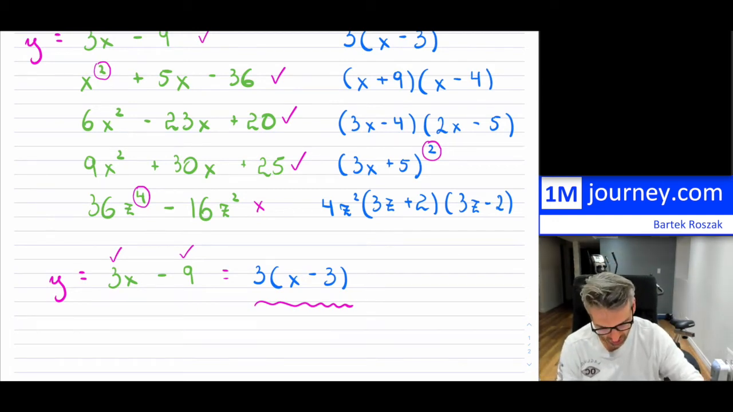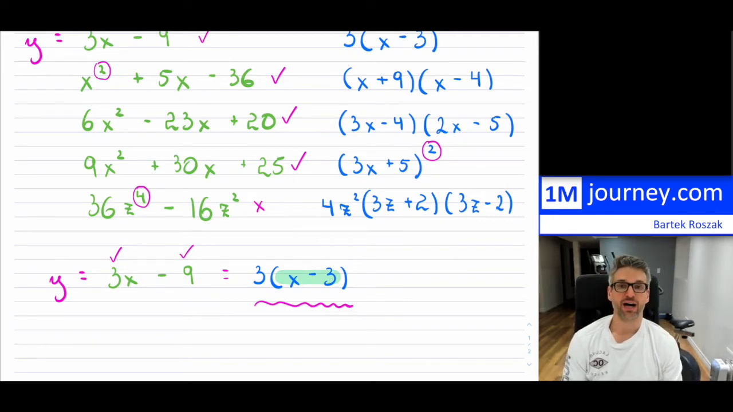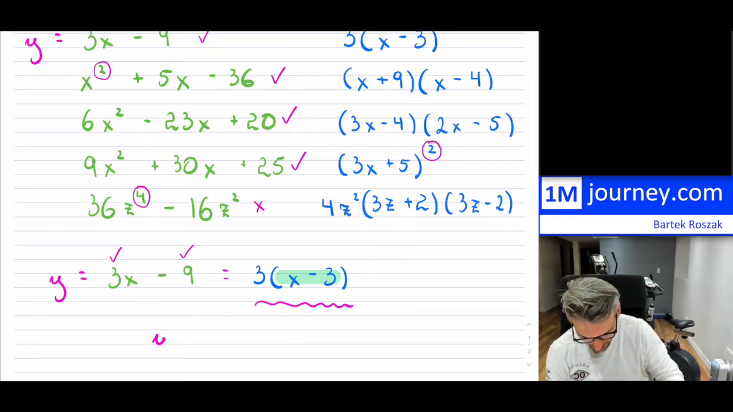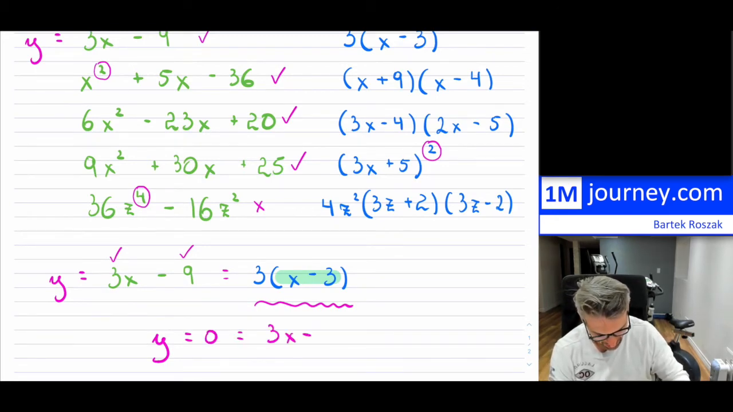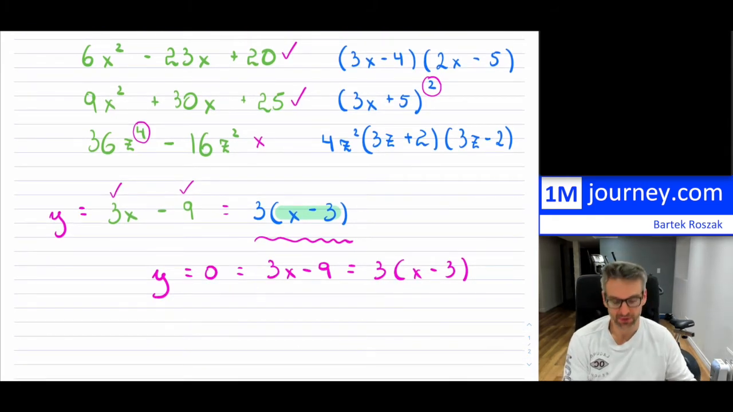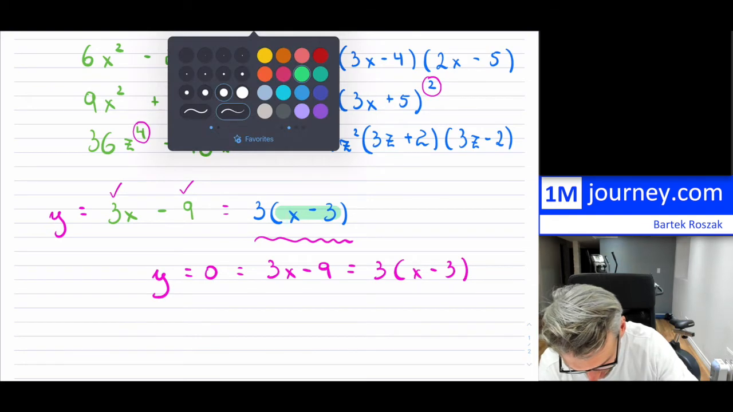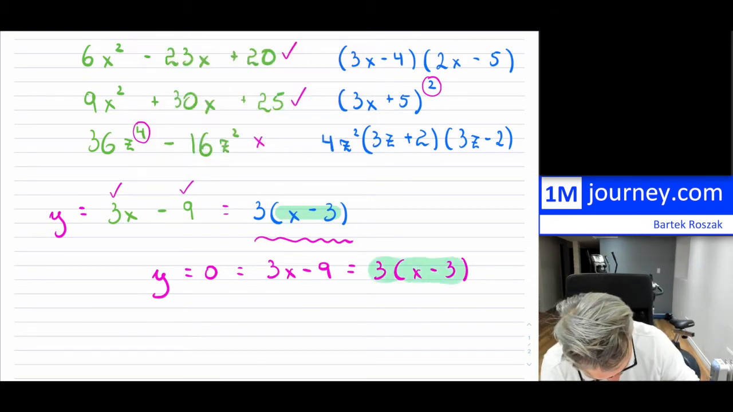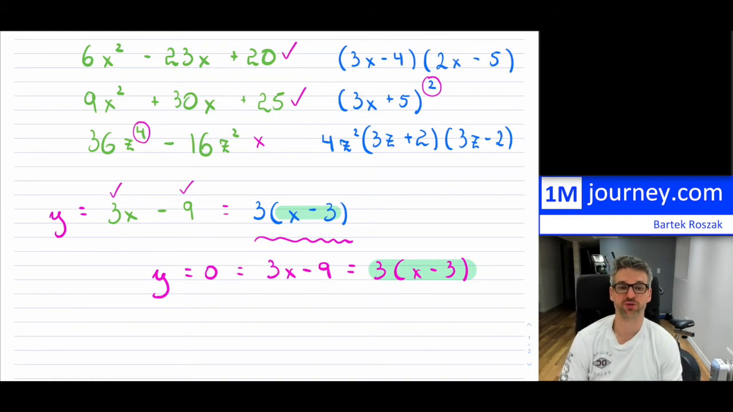There is something special about a factored form, this right here. What does it mean to have an x-intercept? What it means to have an x-intercept is that is where y was set to 0. If you have an equation like we do right here, y, and you set it to 0, and now you get 3x minus 9, or in factored form, 3 times x minus 3, then you notice something special about this setup right here. The x-intercept on the graph was 3.